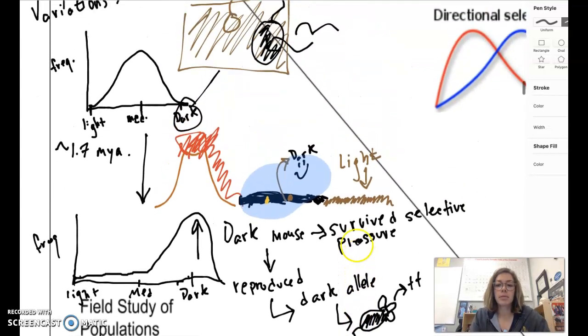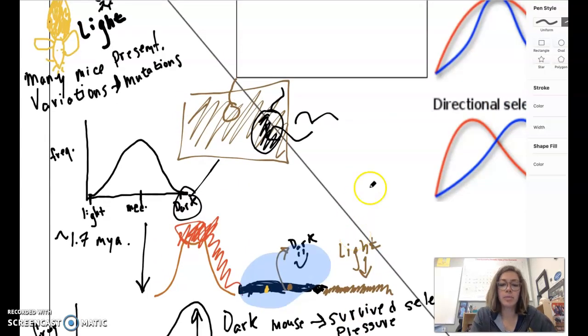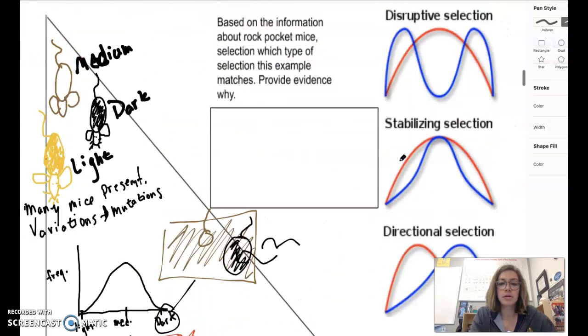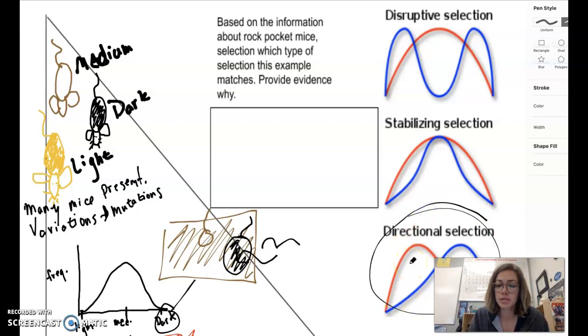So when we look at that population, and we go back to some of the things we talked about regarding natural selection, there were those three main types of natural selection, right? We can look at it in terms of disruptive, stabilizing, or directional. And I think if you analyze these graphs, you're going to see this is directional selection. Our population went from having primarily medium-colored fur to now we've got these dark-furred mice taking over.